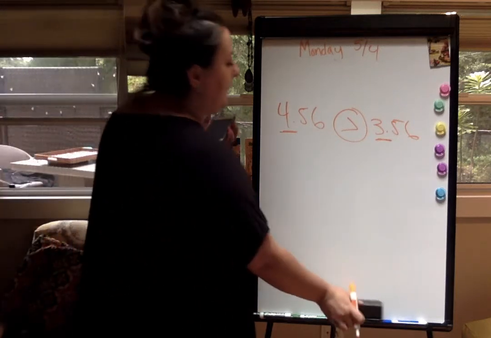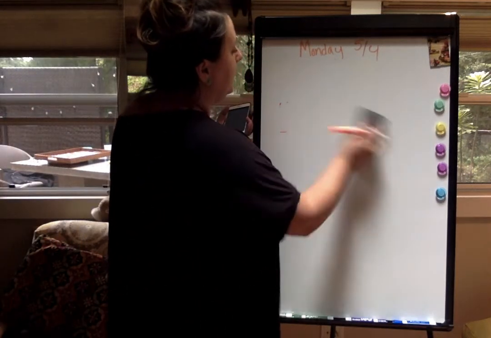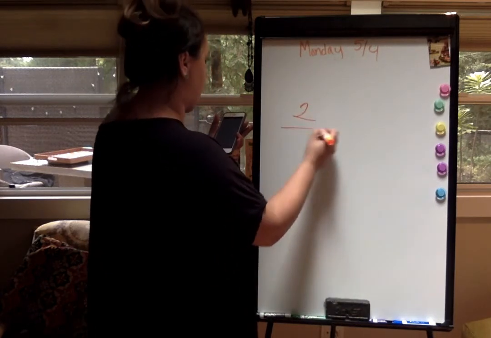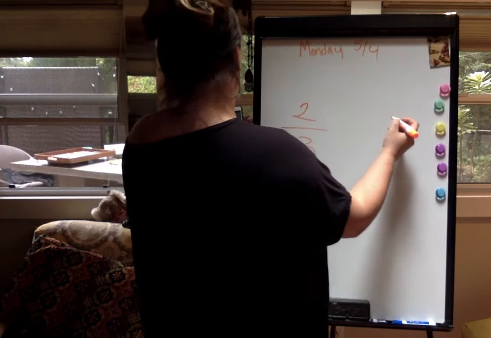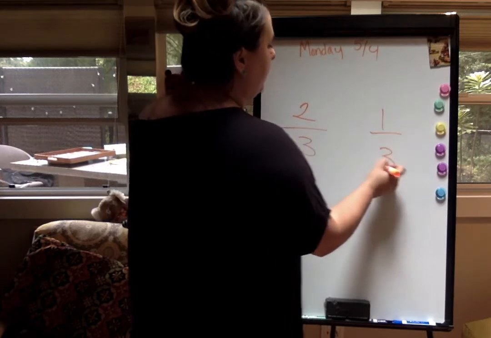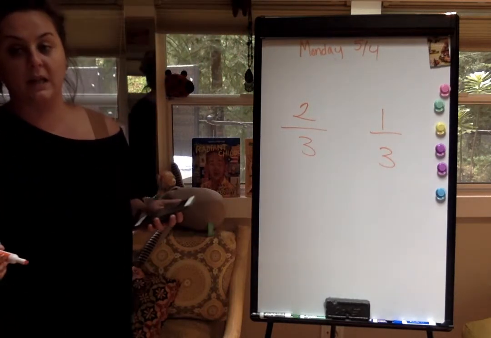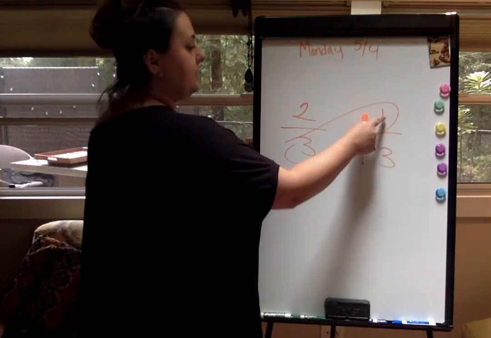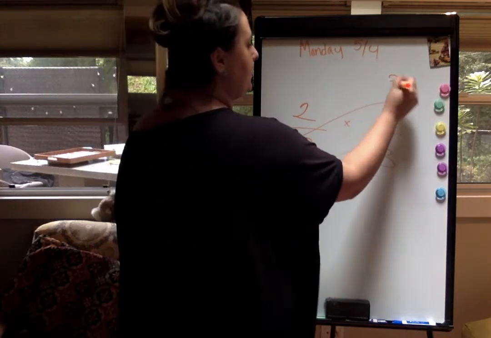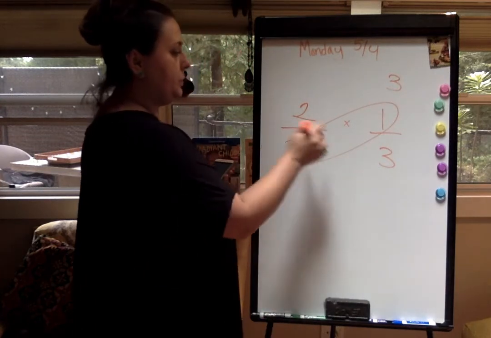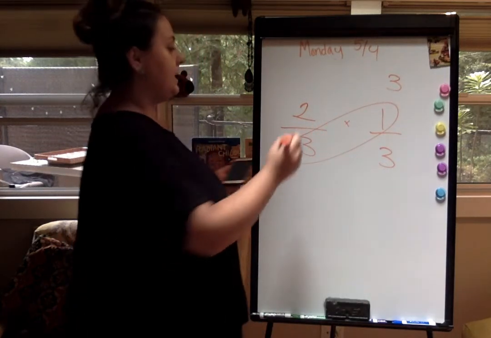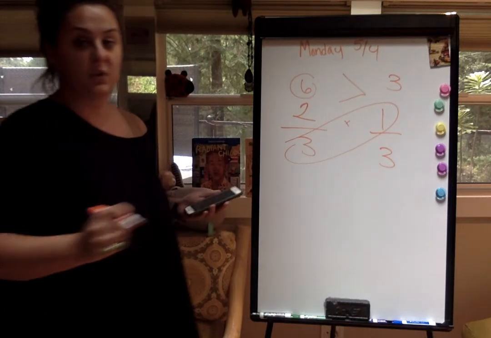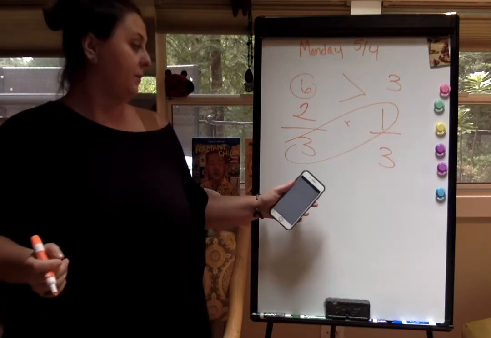Now we're going to compare fractions. The easiest and most efficient way to do that is the butterfly method. So I've got 2/3 and 1/3. And the way we do that is draw our butterfly. 3 times 1 is 3. 2 times 3 is 6. 6 is the bigger number. So 2/3 is a bigger fraction than 1/3.